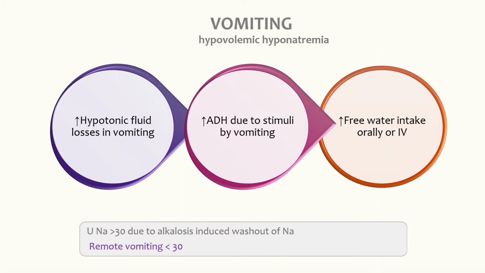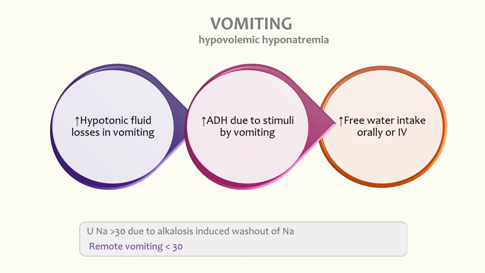Then vomiting is the mechanism here. There are increased hypotonic fluid losses in vomiting and increased ADH due to stimuli by vomiting. This is very important. And on top of that, you take in free water, that is without any salt, or you are given IV free water, which is not isotonic fluid. So you end up getting diluted fluid, and in vomiting you are losing fluid with a significant amount of salt, so you end up with hyponatremia.